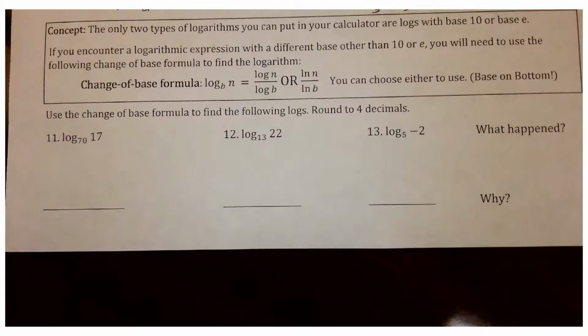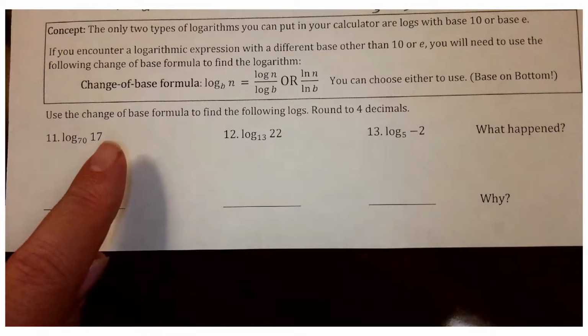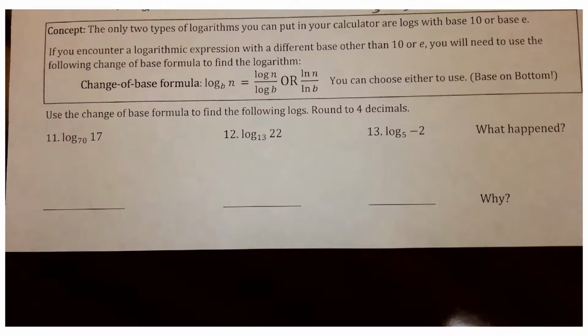We're looking at a logarithm that is not easily found. For example, if I had log base 2 of 8, I would ask how many times do I multiply 2 together to get 8, and we would know that would be 3. But think about this one: how many times do I multiply 70 together to get 17? That's not real obvious, so we're looking at some type of decimal.